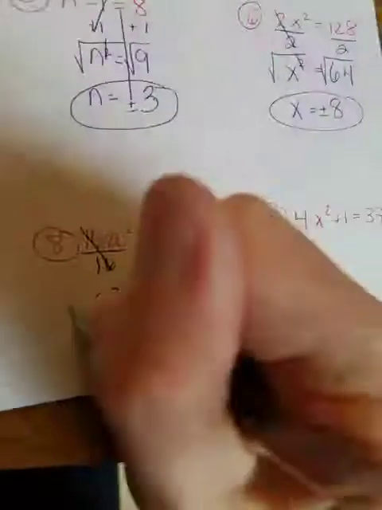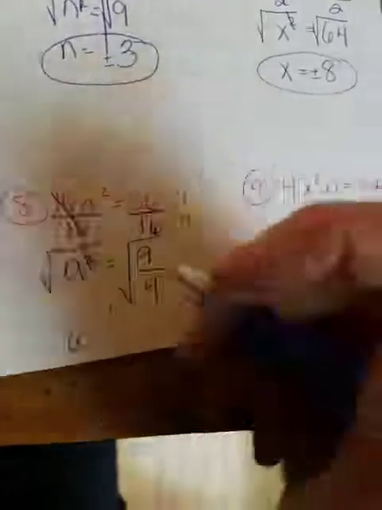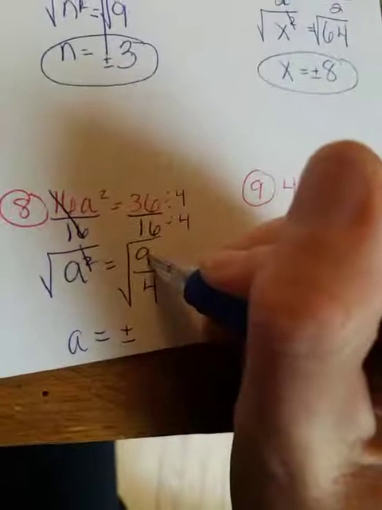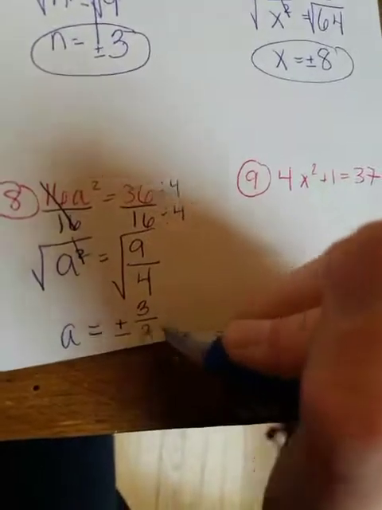So now this goes back to the lesson the other day. I take the square root of both sides, the square and the square root cancel. I get a equals plus or minus, the square root of 9 is 3, the square root of 4 is 2, plus or minus 3/2.